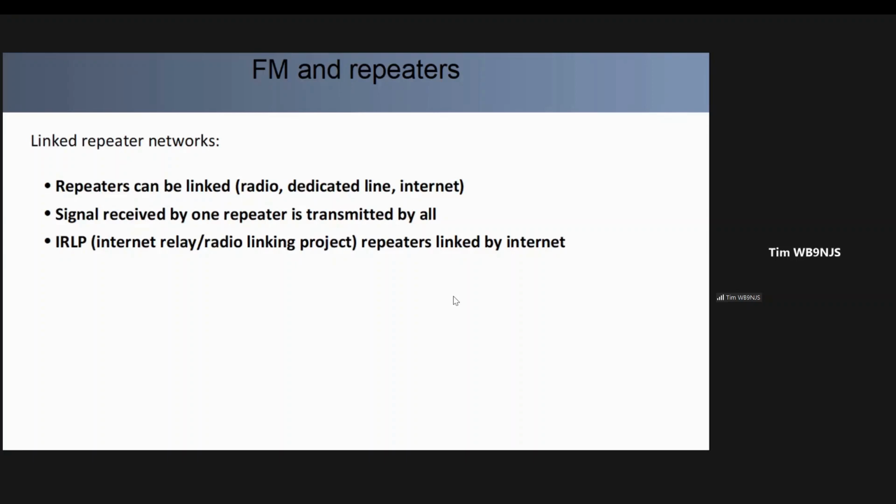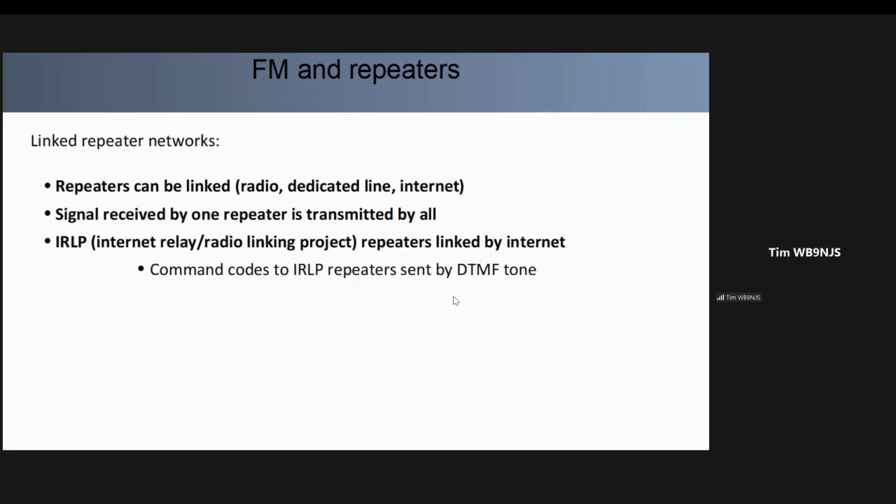IRLP, Internet Radio Linking Project or Protocol, that's when the repeaters are linked by the internet. We talked about this last week. They use voice over IP protocol or VoIP to do that. And one of the neat things with IRLP is you can send command codes to an IRLP repeater to ask it to do something, switch to a different node, to make changes in the way it's operating.